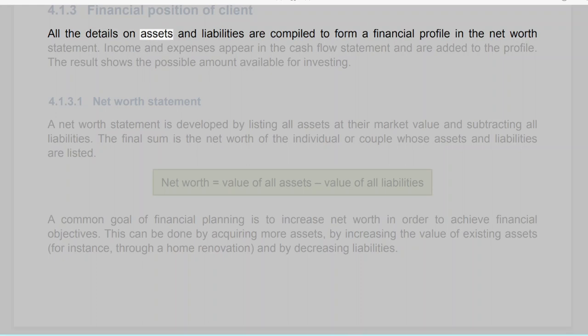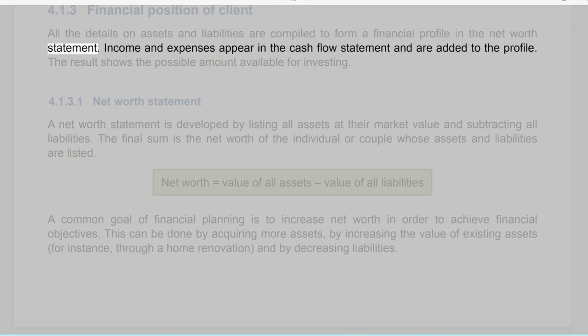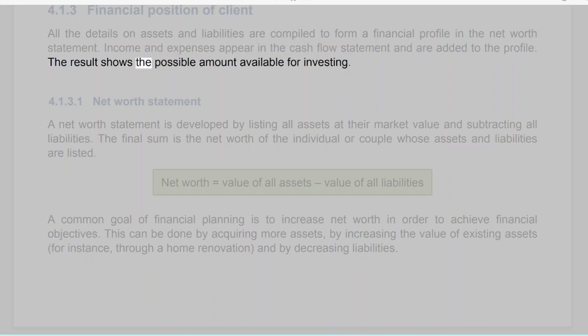All the details on assets and liabilities are compiled to form a financial profile in the net worth statement. Income and expenses appear in the cash flow statement and are added to the profile. The result shows the possible amount available for investing. For 3.1.3.1, Net Worth Statement.